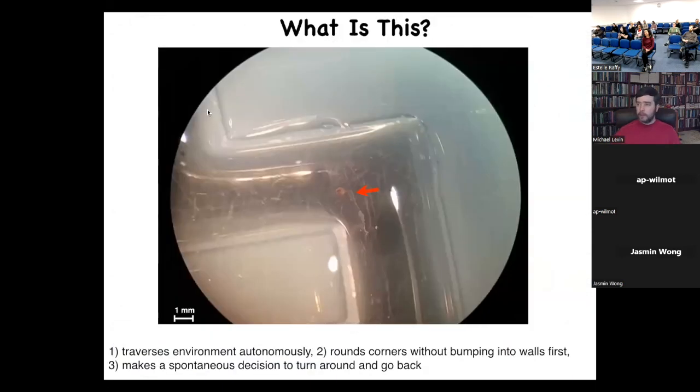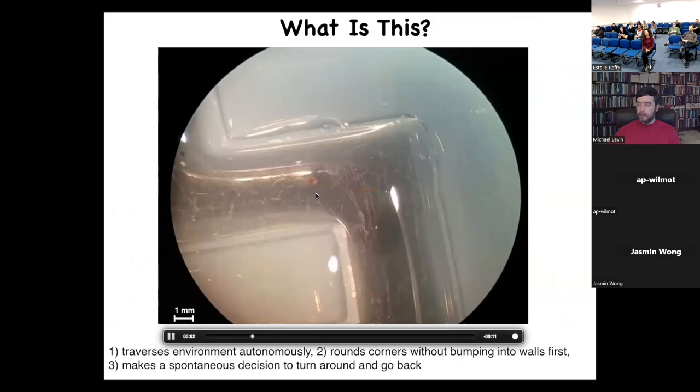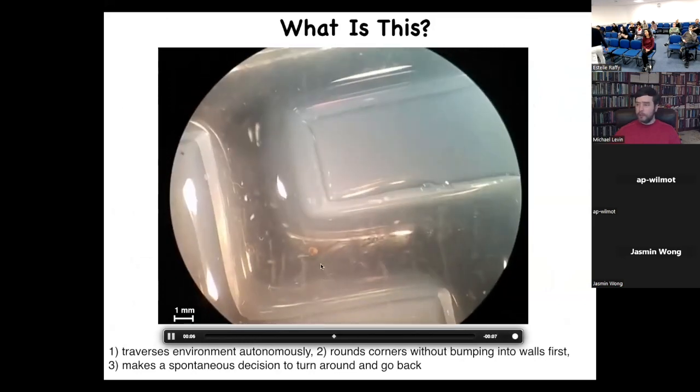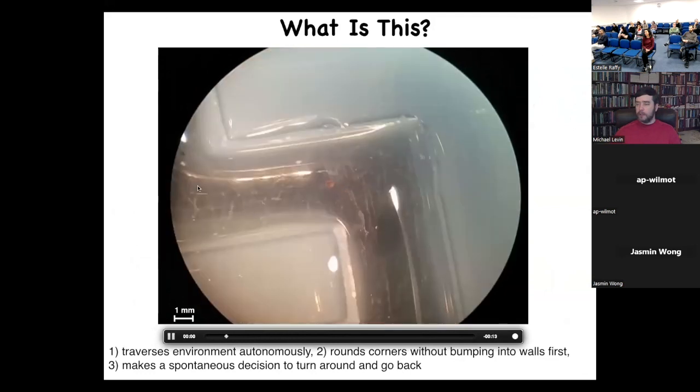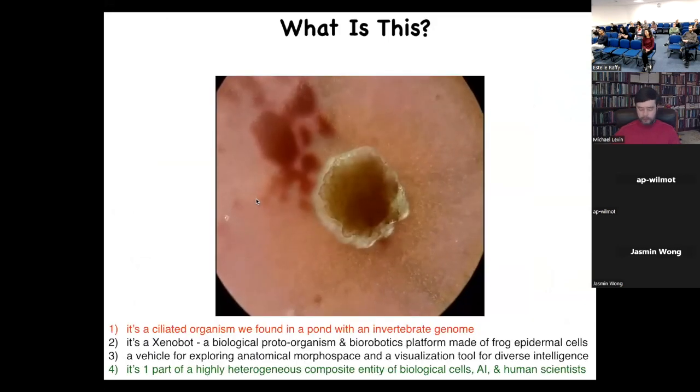So let's start by just thinking about what this is. Here's an aqueous maze. Here's some kind of autonomous thing navigating this maze. It takes a corner without having to bump into the opposite wall. At this point, it makes a spontaneous decision to turn around and come back. So we might wonder what this is. And you've probably seen these before.